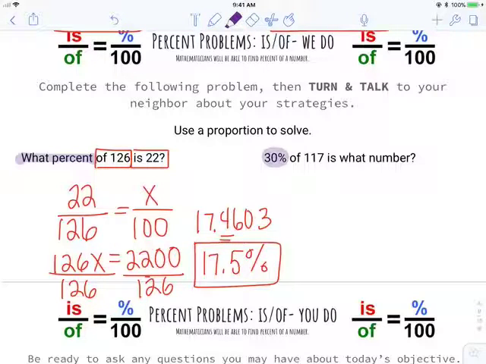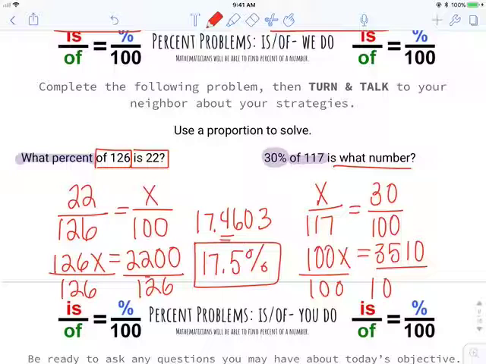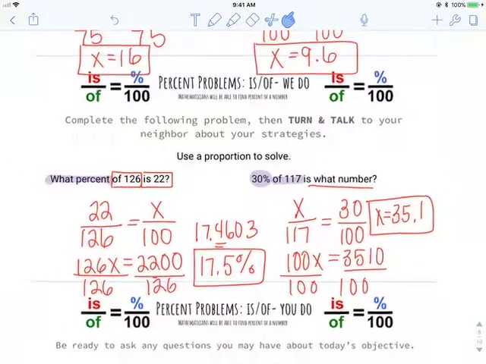This next one, 30% of 117 is what number? So I have my of, so I'm missing the is, and I have 30 over 100. I get 100x is equal to 117 times 30, which is 3,510. I divide by 100 on both sides, and I get x is equal to 35.1. No percent sign needed.